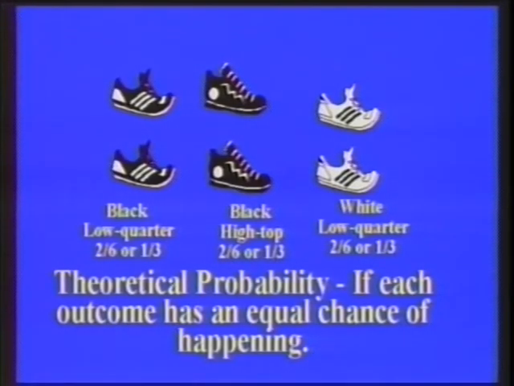Theoretical probability is if each outcome has an equally likely chance of happening, such as we've got black low-quarter shoes, only 2 in the box, therefore the probability of choosing one of those is 2 out of 6 or 1/3. We have 2 high-top black shoes in the box, therefore the probability of choosing one of those is 2 out of 6 or 1/3. We had only the 2 white low-quarter tennis shoes in the box, making the probability of choosing a white shoe 2 out of 6 or 1/3.